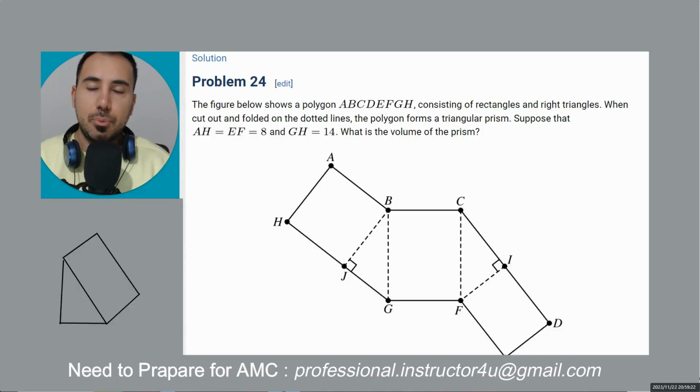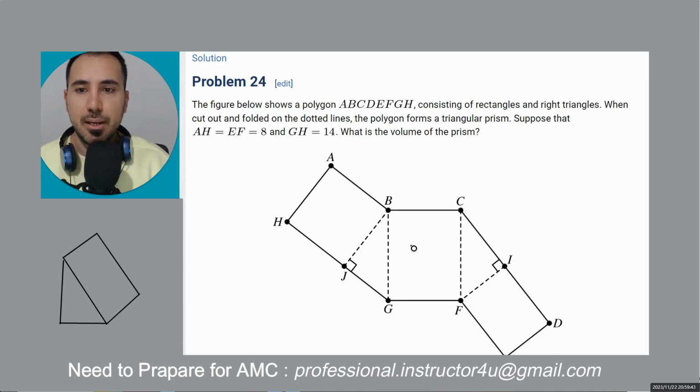Now, is it possible to do problem 24, even if we can't really imagine how this polygon is going to turn into this prism? If we can't imagine it, can we still do it? The answer is yes. So all we have to do is just draw a prism, and then match the lines.